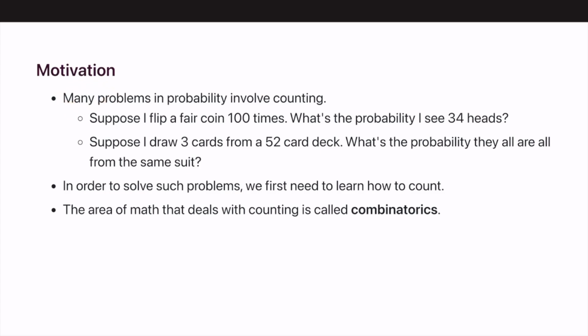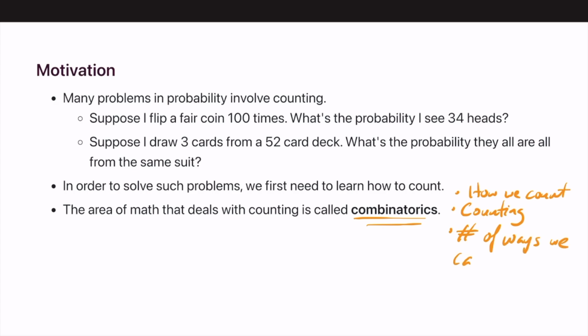So just to make it explicit, combinatorics is all about counting, or how we count, and from those two statements, really it's the number of ways we can do something, if we want to generalize it.